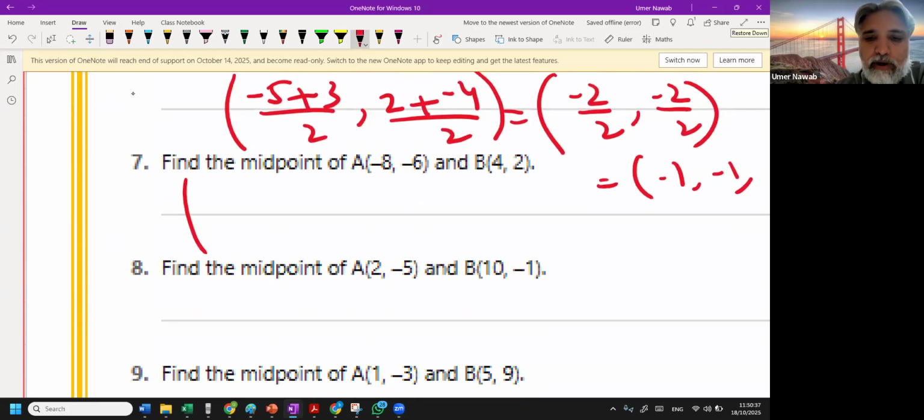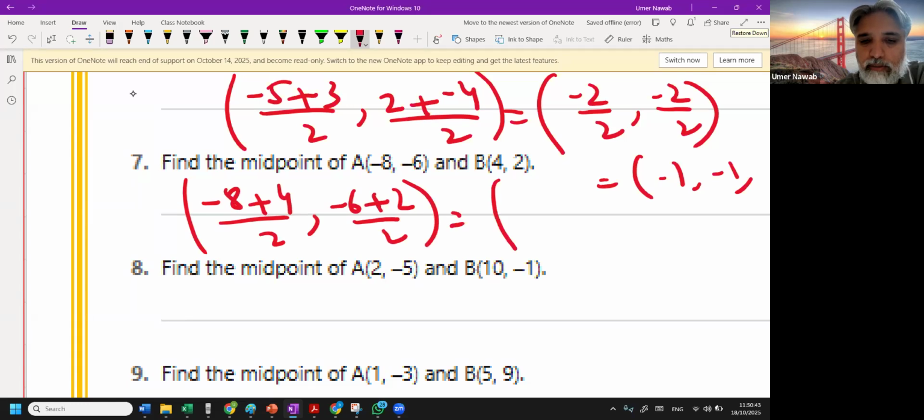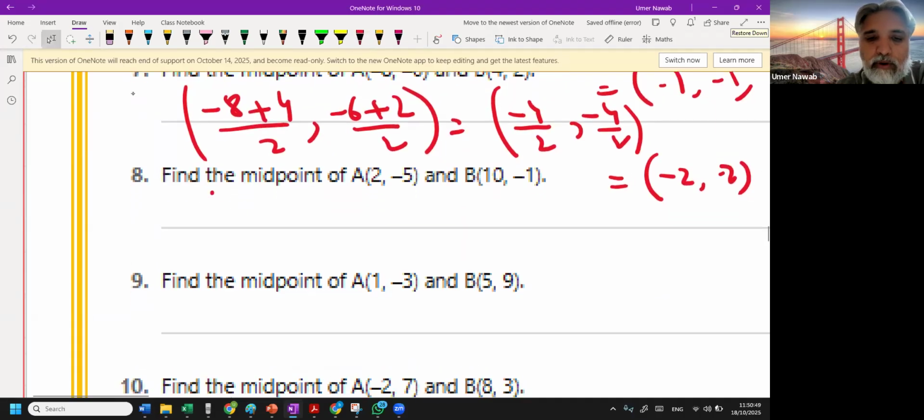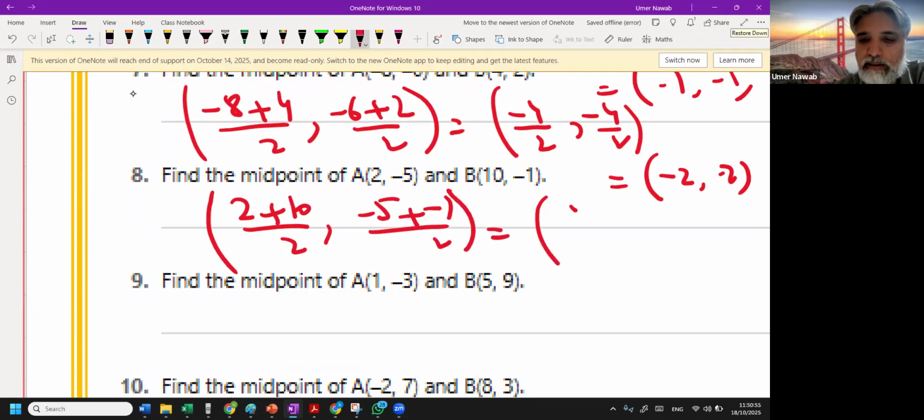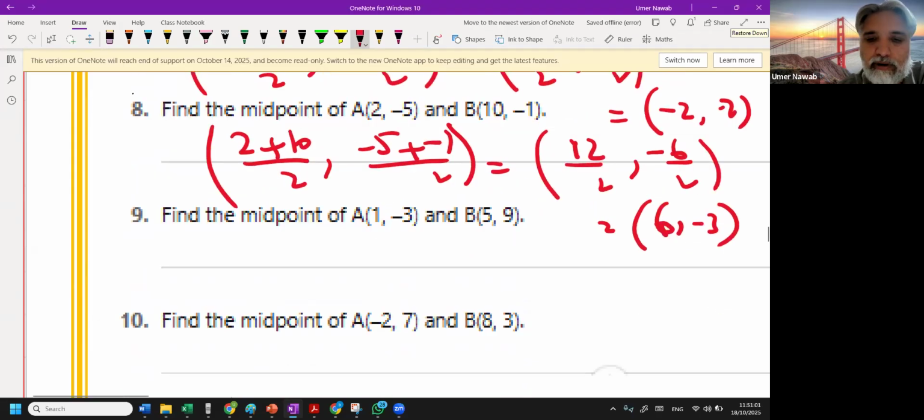I want to find the midpoint, (-8 plus 4) over 2, (-6 plus 2) over 2. So my answer is -4 over 2, -4 over 2. That gives me -2 and -2. I want to find the midpoint, (2 plus 10) over 2, (-5 plus -1) over 2. And this is 12 over 2, and this is -6 over 2, 6 and -3.